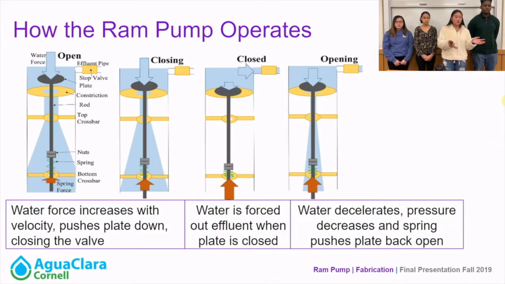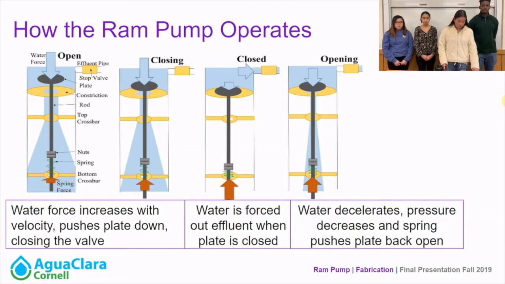So this shows a cycle of how the ram pump operates. The plate is initially in an open position, and the force of the water from the driving head pushes the plate into closing. When the plate is closed, high pressure builds up and forces the water out through the effluent valve.